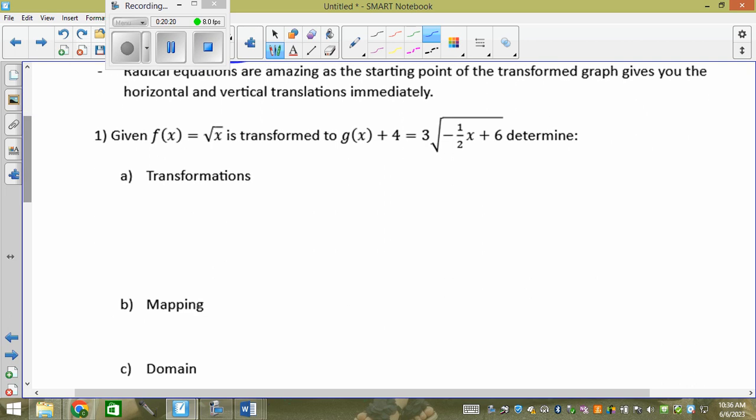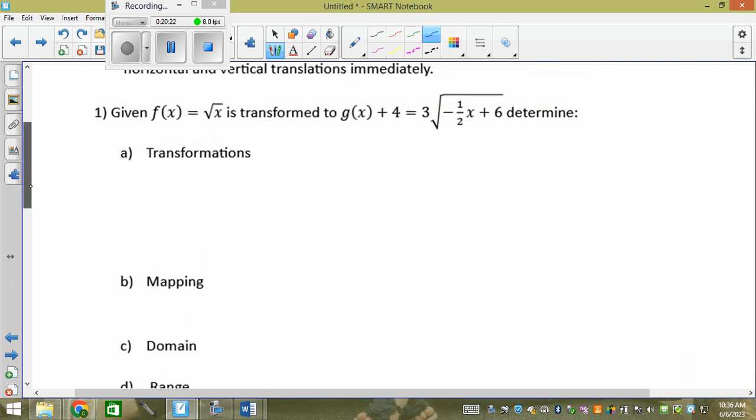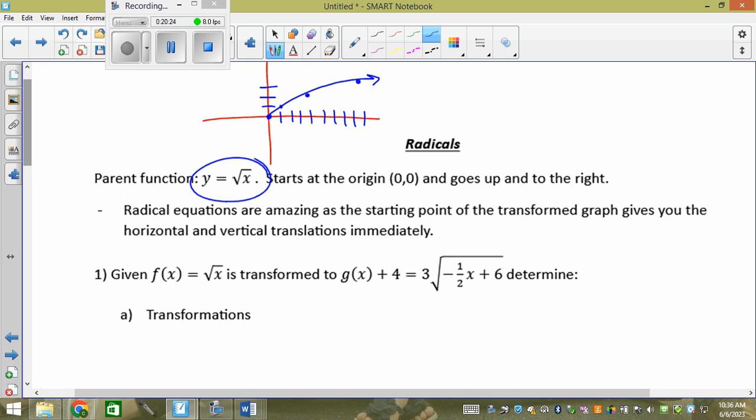But we're going to compare these two. I want you to give me the transformations, mapping, domain, and range. Now, if the basic function is like this, my domain or range is going to be x is greater than or equal to, or less than or equal to, a certain value. Why is it equal to? Same with range. Why are these ones equal to and the other ones aren't?